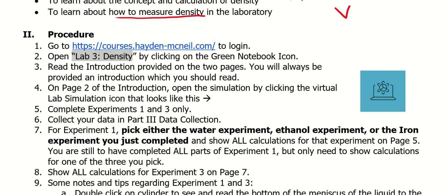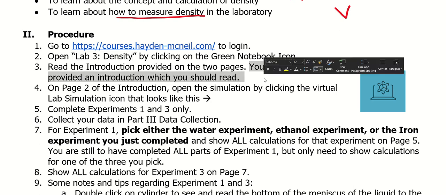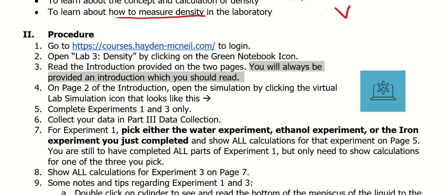You will then read the introduction. It's usually split on 2 pages. The first part is the introduction, and the second page is where the actual procedure is. You're always provided that introduction, so there's always background information for you to read. On page 2, you're going to open the simulation by clicking this virtual lab icon. You'll always see that icon, and whenever you want to access the lab simulation, that's what you click on.